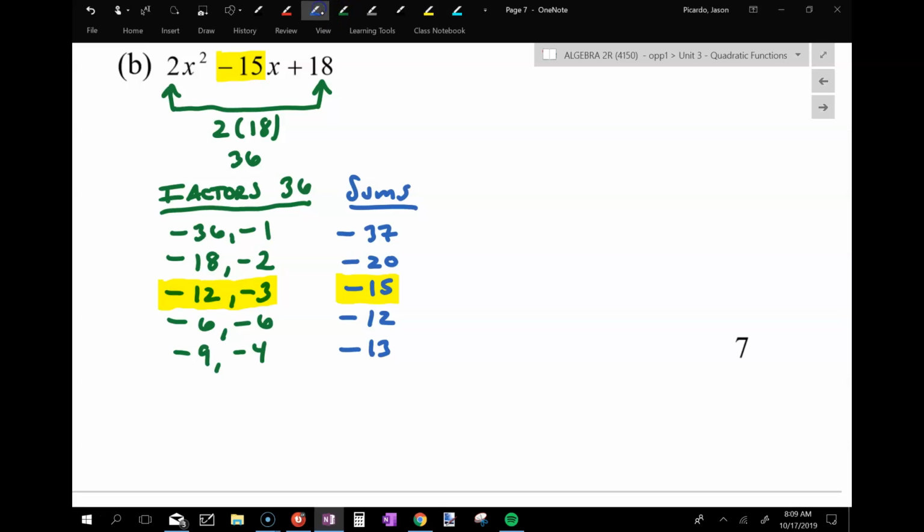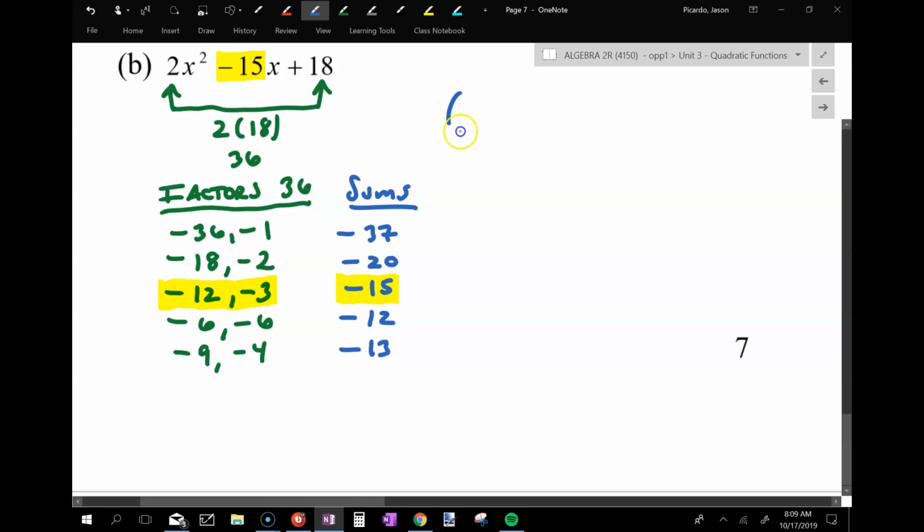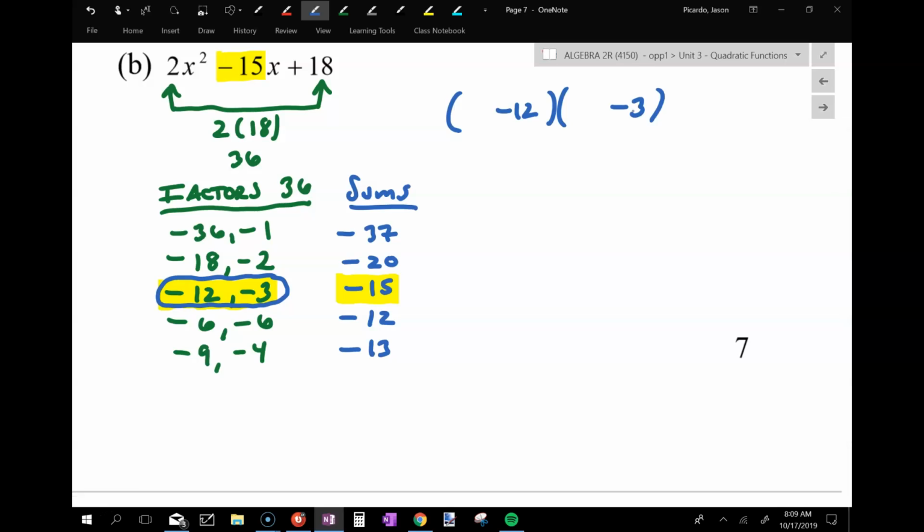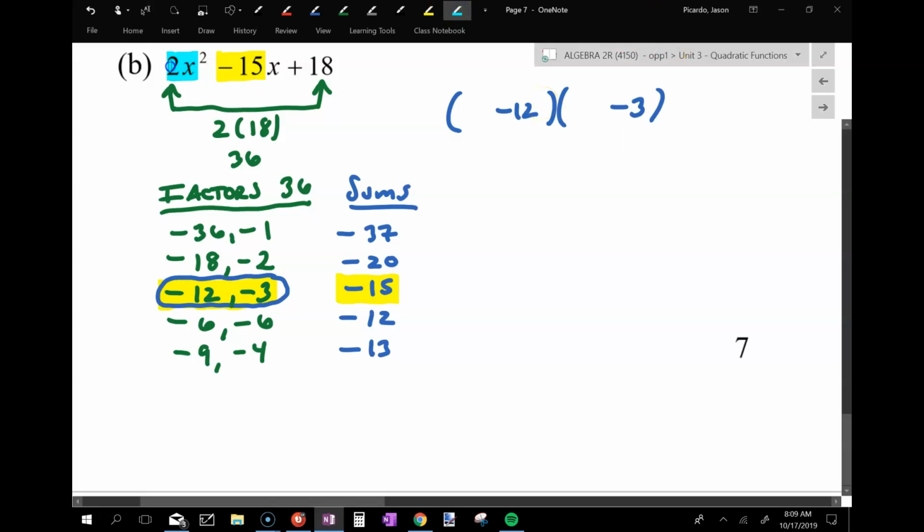Isaiah, a little bit better so far, right? Got to my answer a little bit quicker. So I know I'm going to do this, and I know that I have to use the negative 12 and the negative 3. Correct? This is where it becomes a little magic math, right? What goes in the front of both of these? The 2x. Do I put the squared there? No, just the 2x.